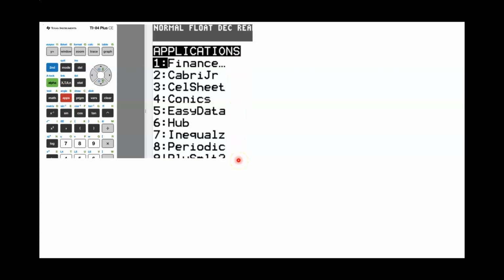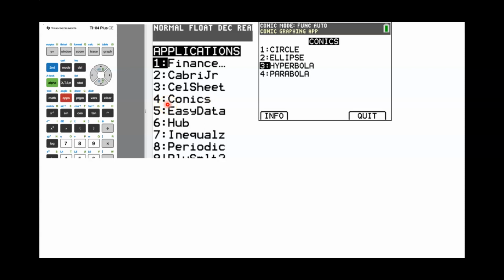You may not have all these apps. That's perfectly fine. But go to wherever your Conic app is. So you can scroll down to Conic and hit Enter. And when you do, it will look like this. So then you can choose any one of the conic sections. So the one we were just doing was a hyperbola. So I'm going to select hyperbola.